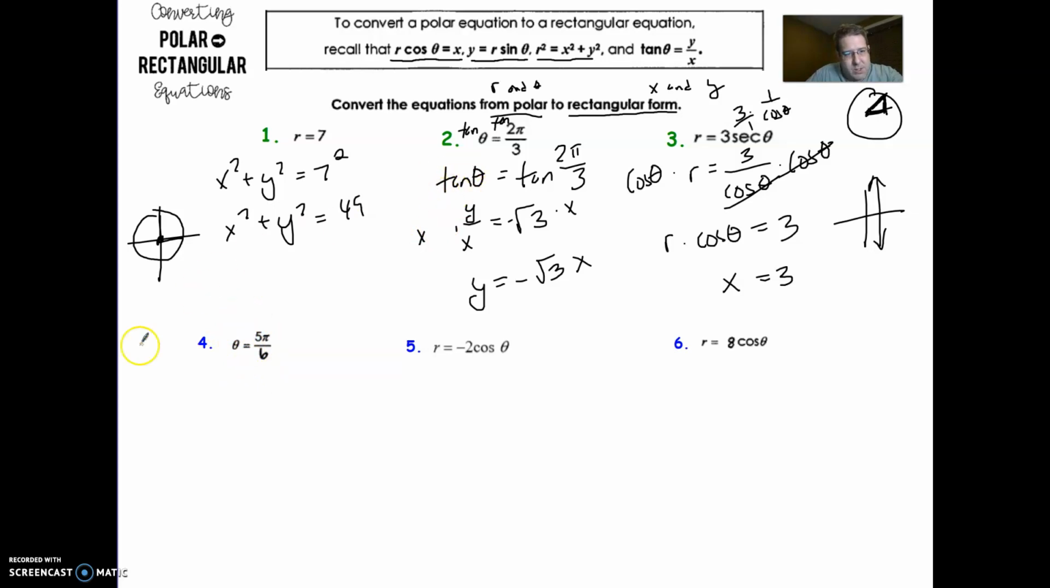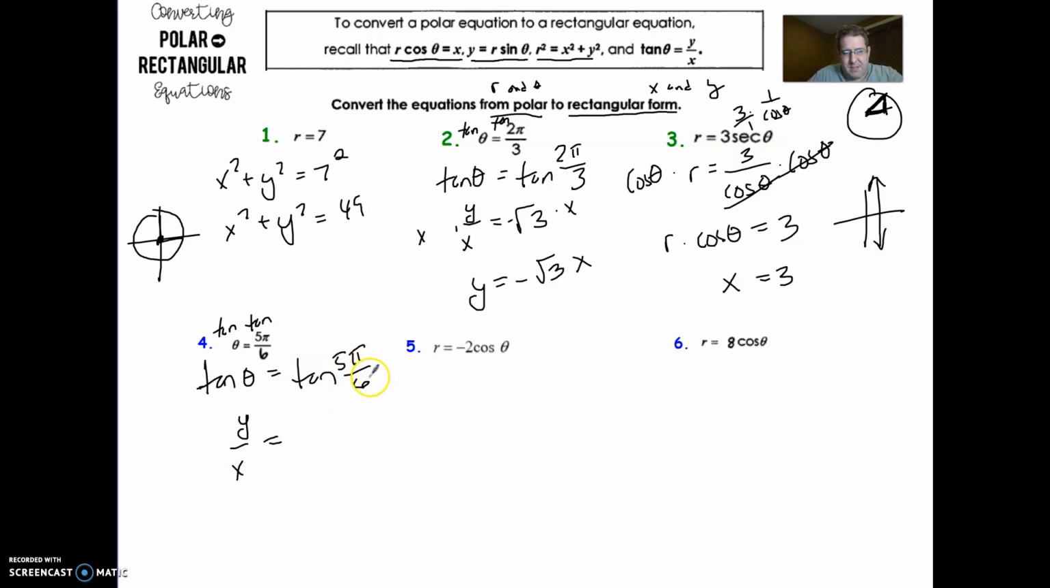This is very similar to question number 2. So I'm going to take tangent of both sides. So that's going to give me tangent of theta is equal to tangent of 5 pi over 6. And then tangent of theta is the same thing as you see right here as y over x. And tangent of 5 pi over 6.